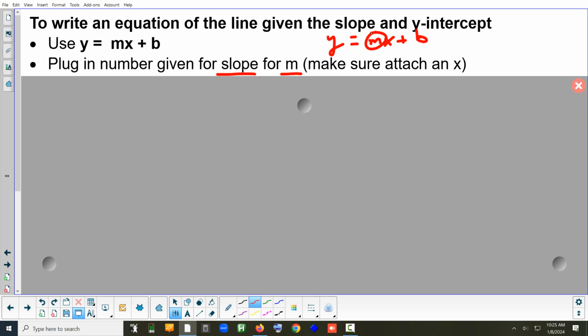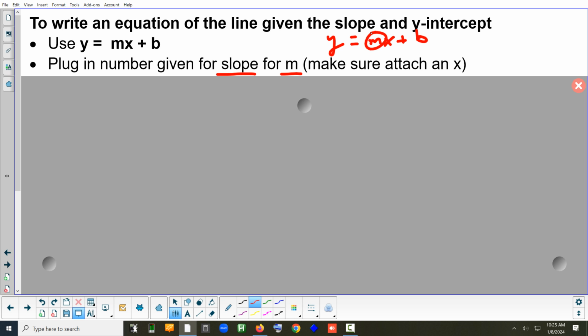So the slope is always the number that has the x attached to it. So we've got to make sure we fill in the slope for m. And then the next one, we're going to plug in the number for the other thing besides the slope. The y-intercept. And we have to fill that in for what letter? B.